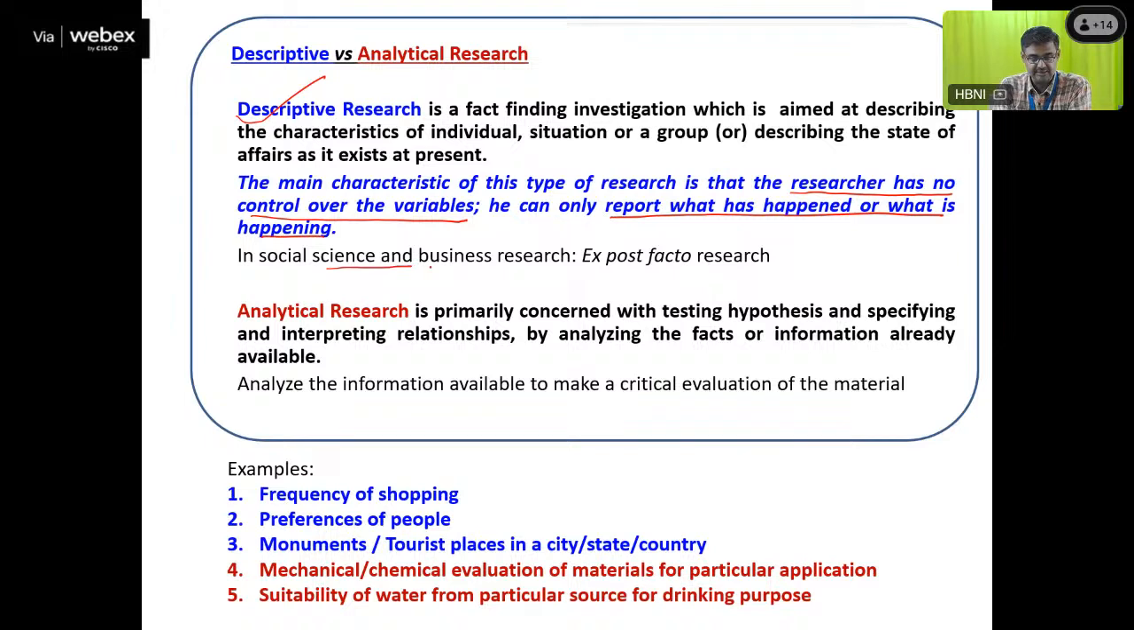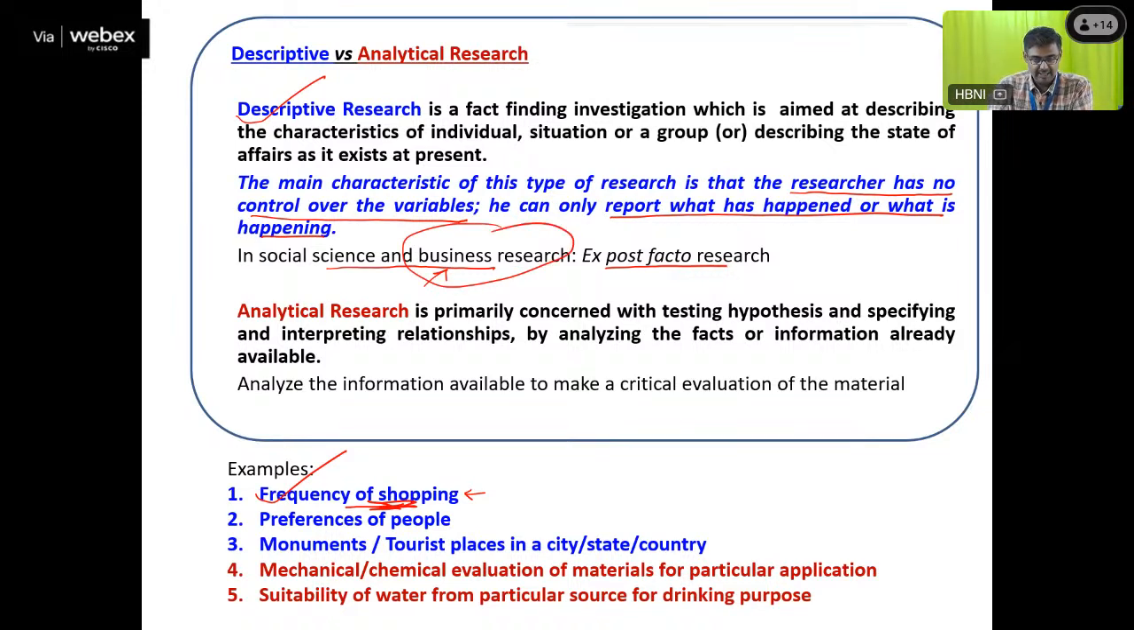For example, in social science research or business research, it is known as ex post facto research. So whatever has happened or is there, we can only analyze that data. Suppose, for example, frequency of shopping. This is required in business because, suppose demand, they have to undergo their business statistics. So they have to do research about the frequency of shopping, how frequently the people are coming and how much expenditure they are doing, so that their business improves, their model improves.